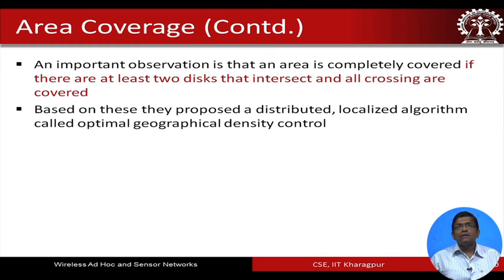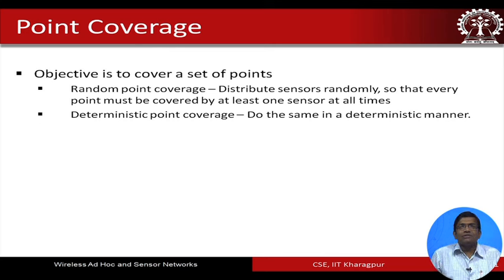Based on these, the authors, that means Zhang and Hu, in their 2005 paper with the reference given in the previous slide, proposed a distributed localized algorithm called OGDC, the optimal geographic density control algorithm. We will try to understand some of the features of this algorithm after a few minutes. Then that is the area coverage.